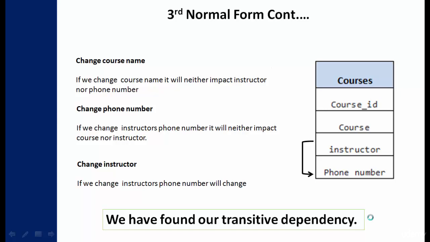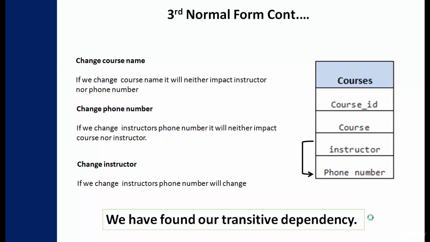Let's see. We have the courses table with us. Let's check what would happen when we make changes in the values of the non-key columns, which are instructors, courses or phone number. If we change the course name, it will impact neither the instructor nor the phone number, because one instructor can teach multiple courses. And if we change the instructor's phone number, it will impact neither the course nor the instructor, because one instructor can have multiple numbers. But if we change the instructor, the phone number would automatically change.